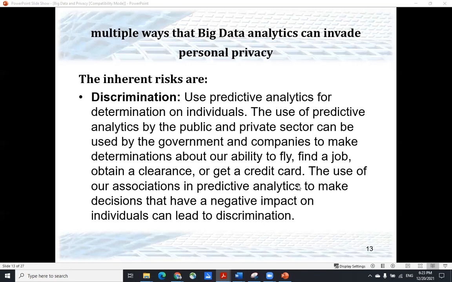The use of predictive analytics by public and private sectors can be used by the government and companies to make determinations about our ability to fly, find a job. We'll talk about flying as a good example of that. They can even look up your social media, predict, and make decisions based on that, to find a job, obtain a clearance, or get a credit card. The use of our associations in predictive analytics to make decisions that have a negative impact on individuals can lead to discrimination.